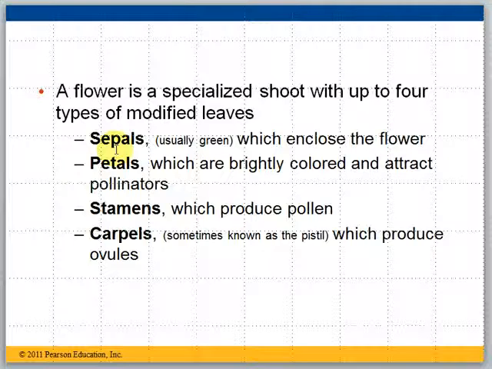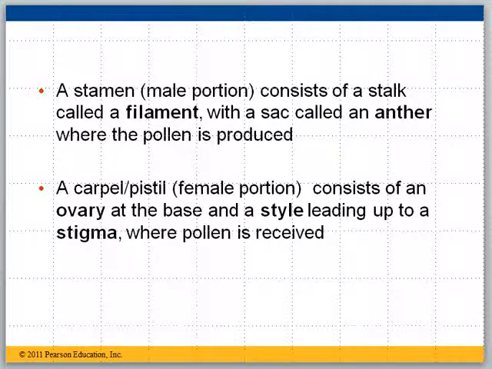The stamen, which we're going to find out, produces pollen, and then something called a carpel, also sometimes known as a whole structure as a pistil, which is the female portion, which produces the ovules. The male portion, called the stamen, consists of a stalk called a filament and a little sac on the end called an anther where the pollen is actually produced. The female portion, called a carpel or a pistil, consists of an ovary at the base and a style leading up to the stigma where the pollen is received. And I'll show you a picture in just a moment to sort out some of these terms.